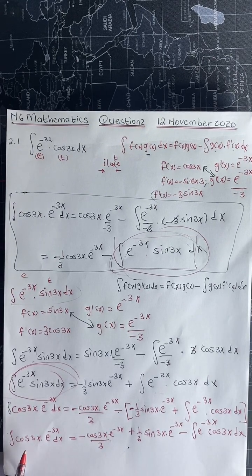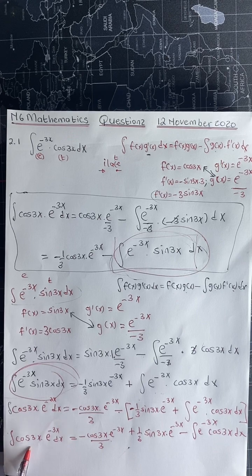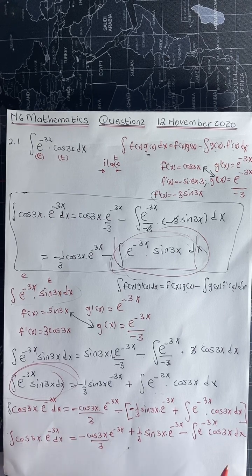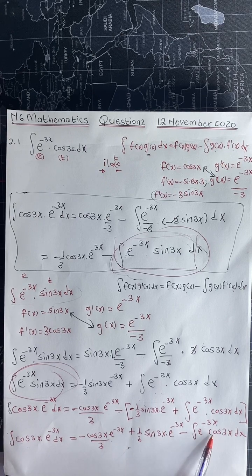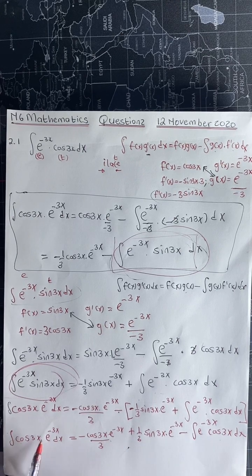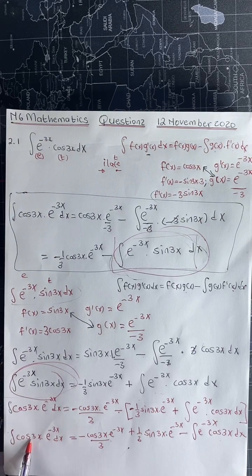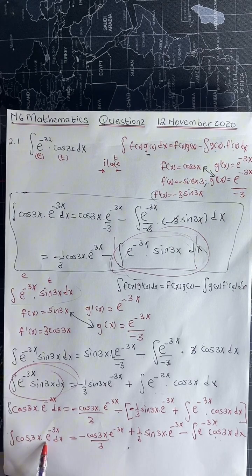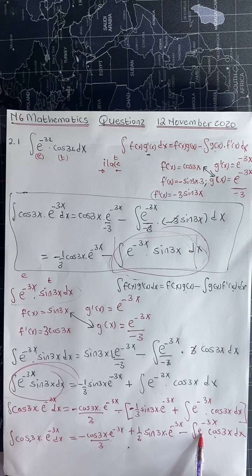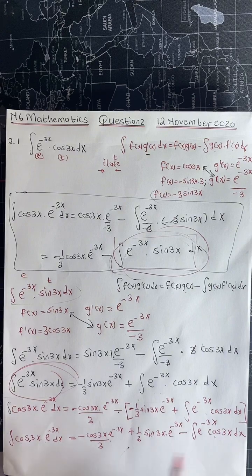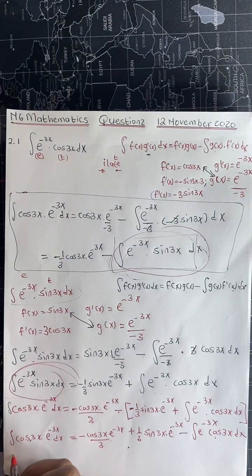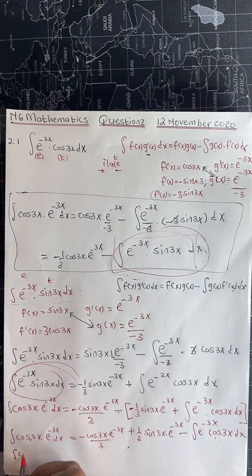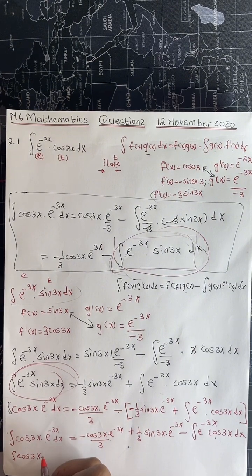As we can see, we have the integral of cos 3x e to the power negative 3x dx on this side, and we also have the integral of e to the power negative 3x cos 3x, but they are just arranged differently. We have the cos 3x, and we have e to the power negative 3x. So these two are the same, and we can take this to the right. So we already have the integral of cos of 3x e to the power negative 3x dx.